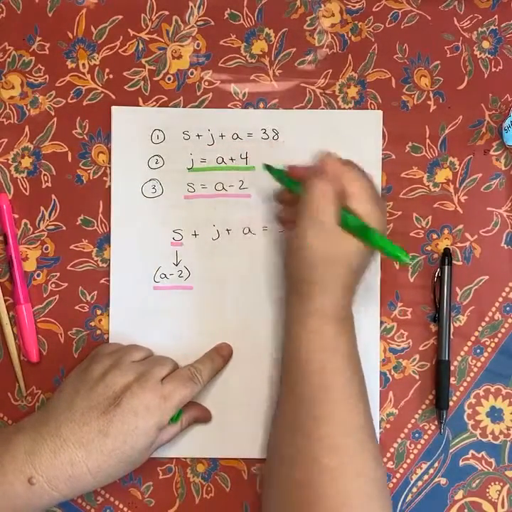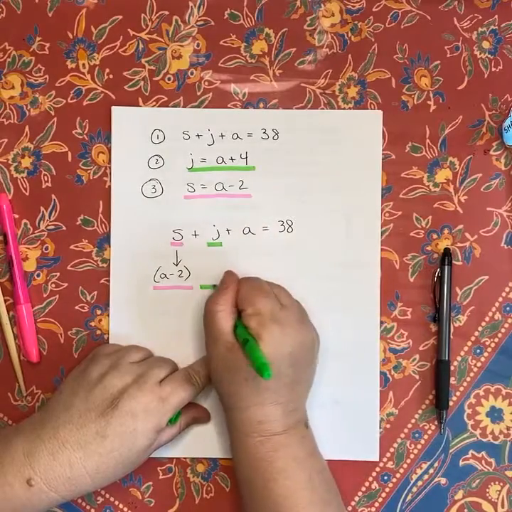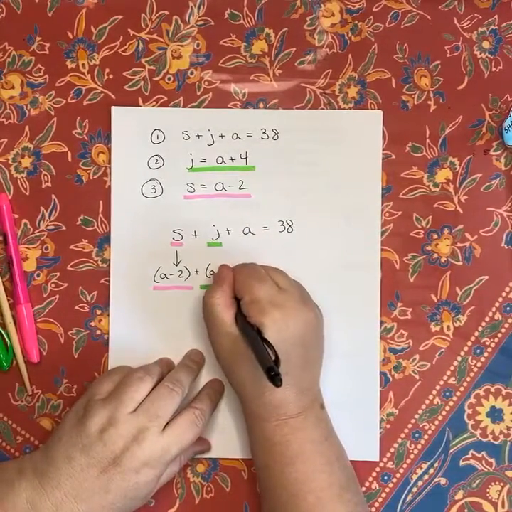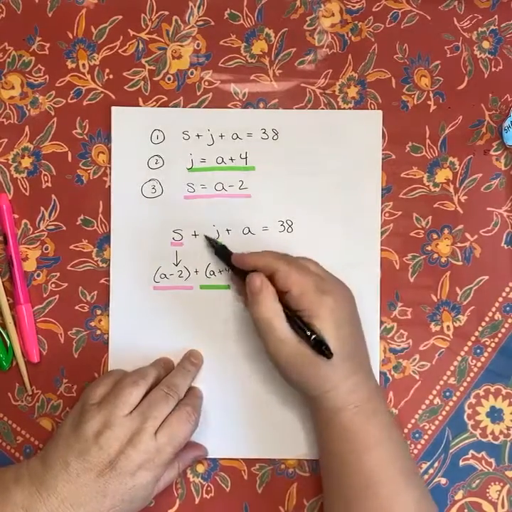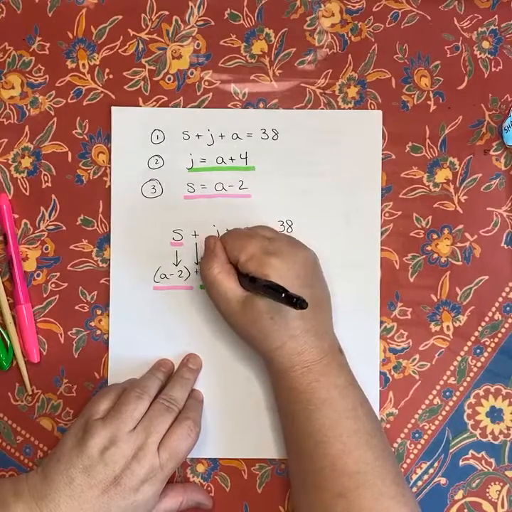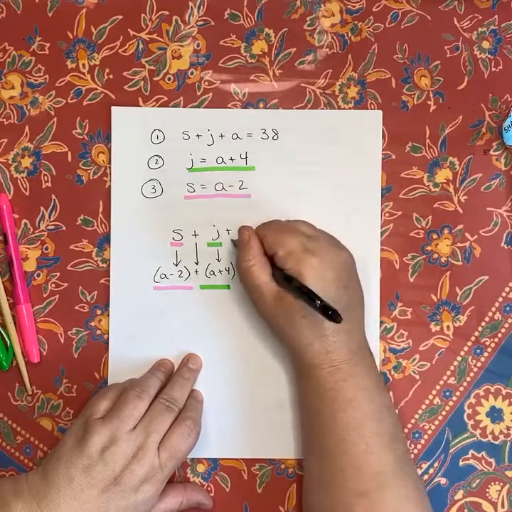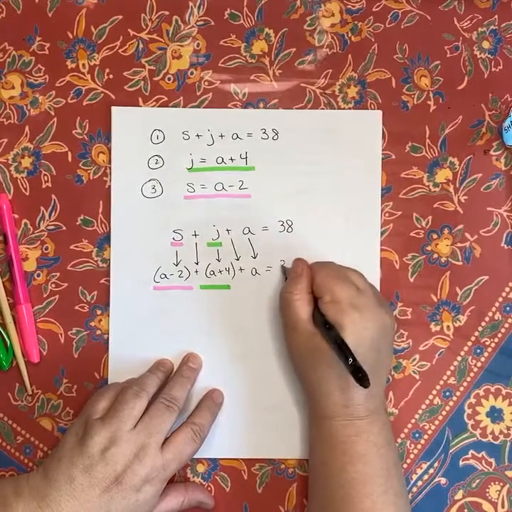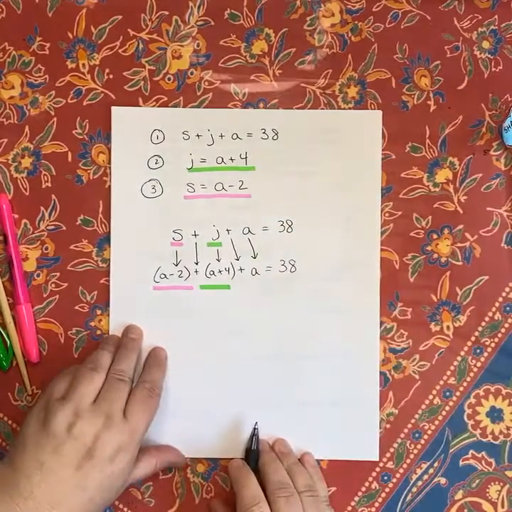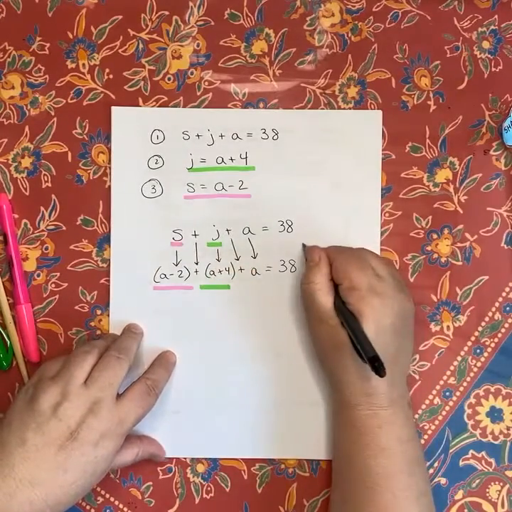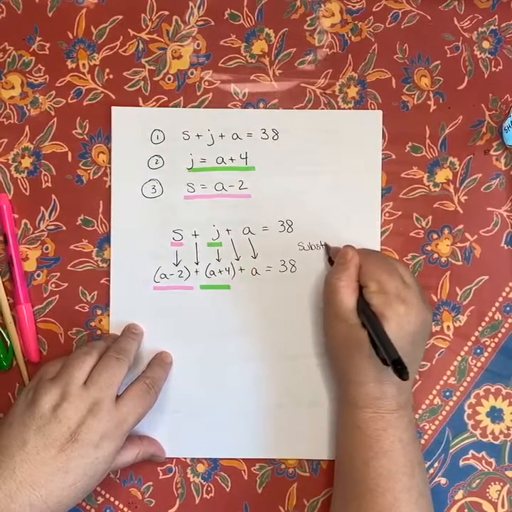And in place of J, I'm going to put A plus 4. Now, where did this plus come from? It's this plus right here. So this plus comes right down to there. This comes here. And then this comes plus. And then A comes down. And 38 just hangs out. And then wait, look what I did. I substituted. This is called substitution.